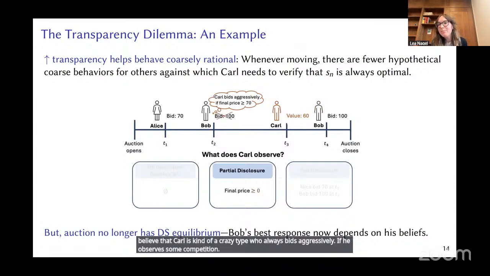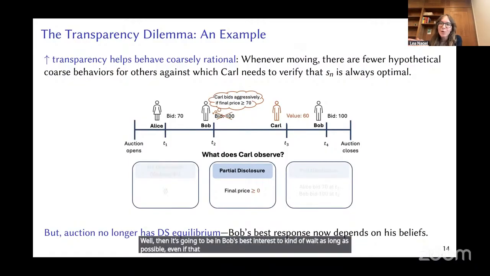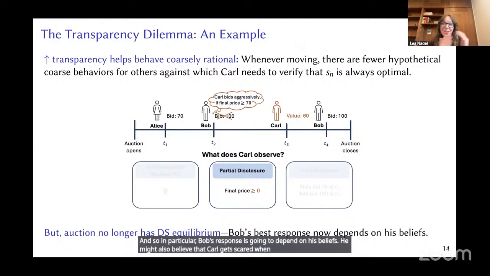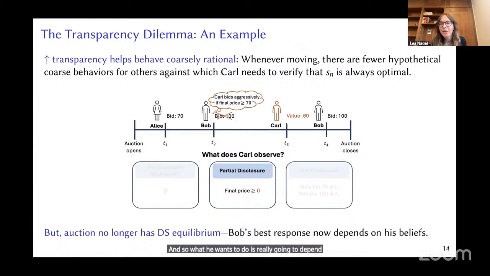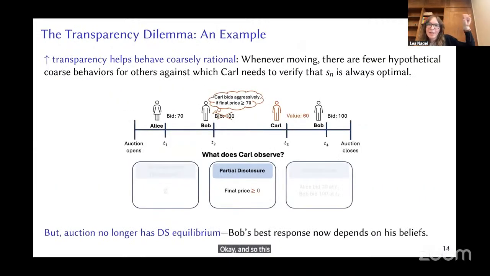Well, then it's going to be in Bob's best interest to wait as long as possible, even if that was not his most preferred date of entering this auction, so that this information is never going to get disclosed to Carl. Okay. And so in particular, Bob's response is going to depend on his beliefs. He might also believe that Carl gets scared when there's competition, in which case he's going to want to bid very early. And so what he wants to do is really going to depend exactly on the beliefs he holds about Carl's behavior.